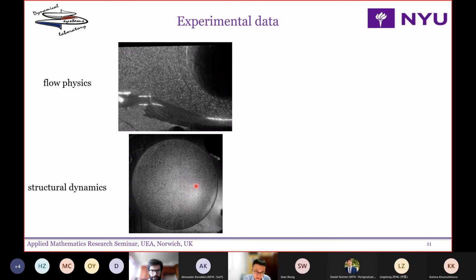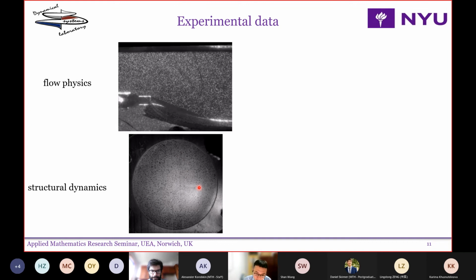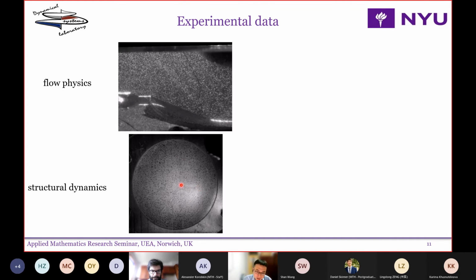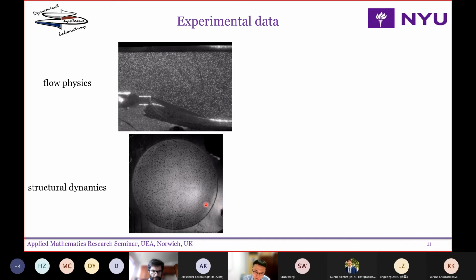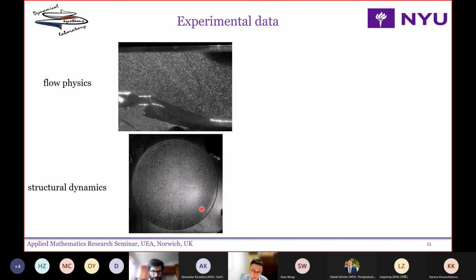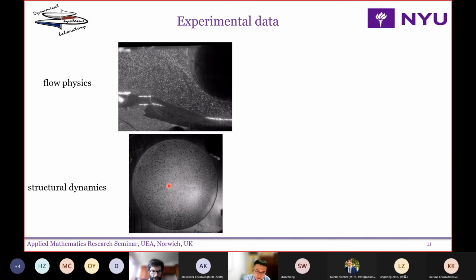On the bottom is a video of the camera view of the DIC camera. It's not very obvious to you, the movement of the speckles, because the movement is very, very small. You can only see it moving from maybe the shadow on the side, but it is a video that is acquired in real time and at the same time as the PIV data.